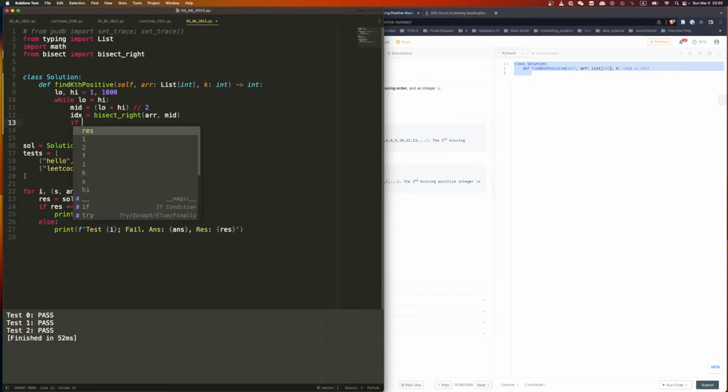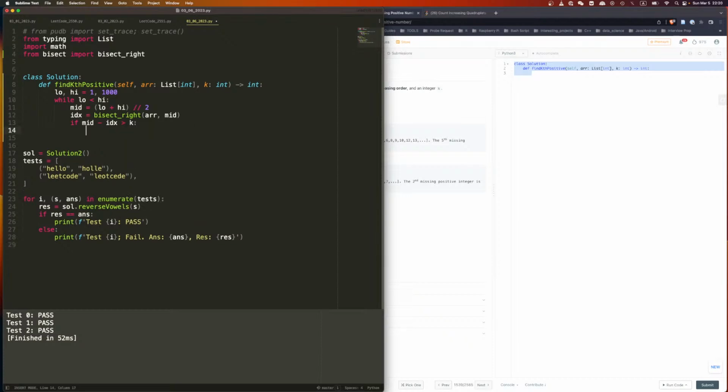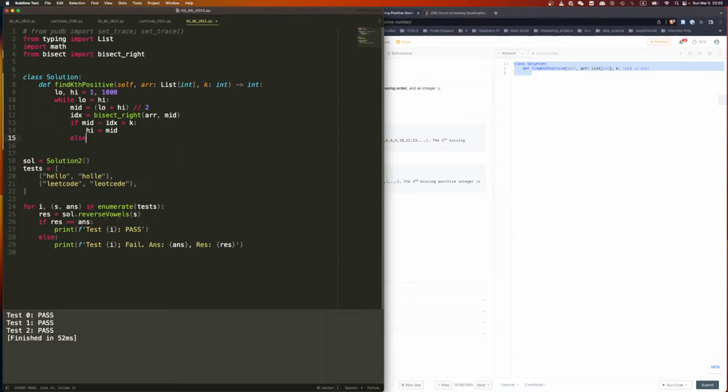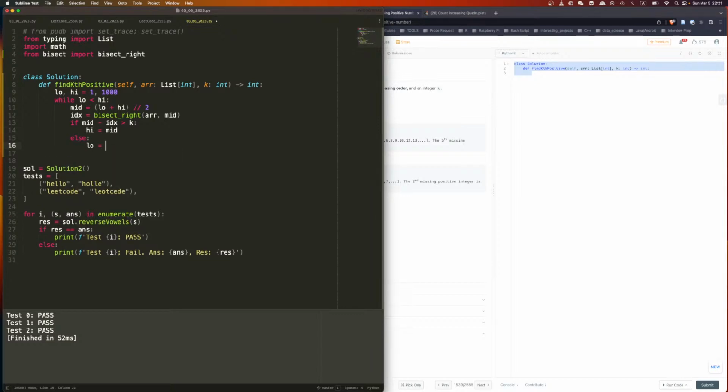If mid minus index is equal to k... well, it's larger than k. Okay, that means larger than k. Too much, we need to be smaller. So high equals mid, else low equals mid plus 1.